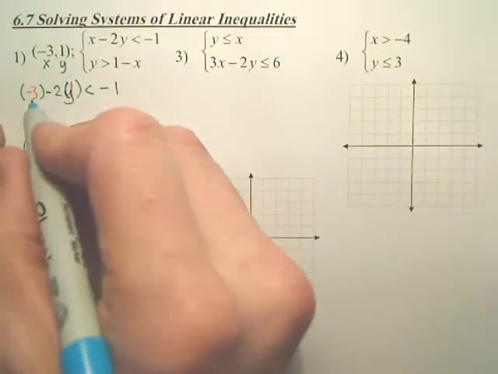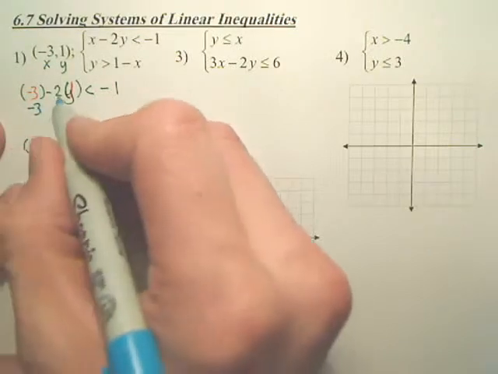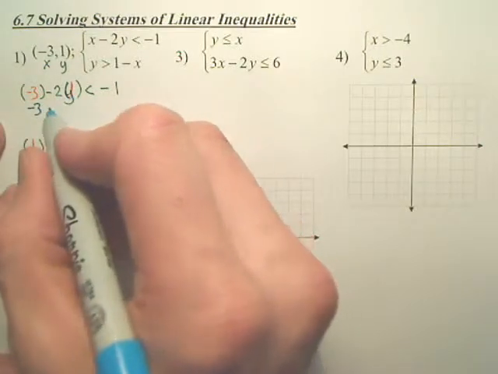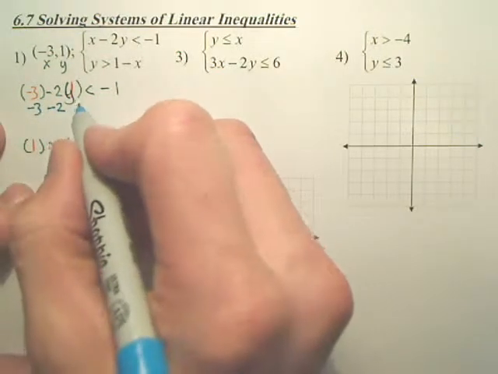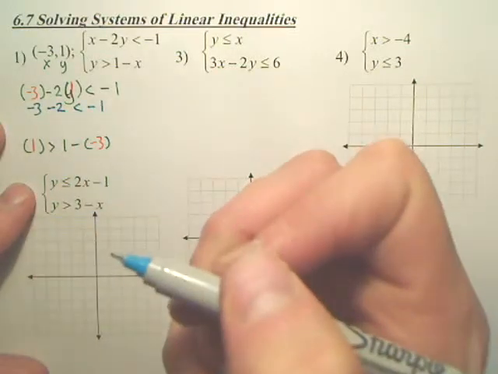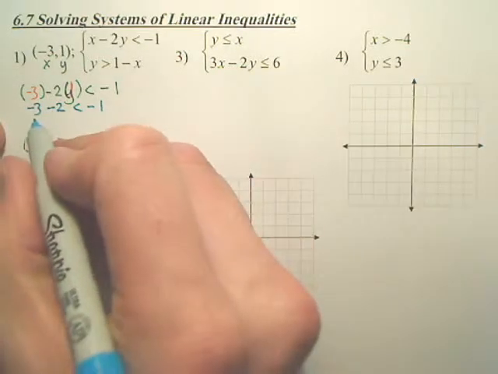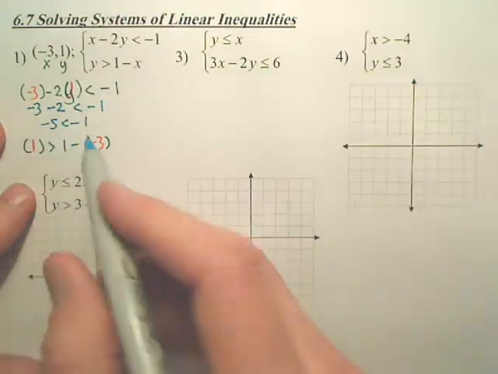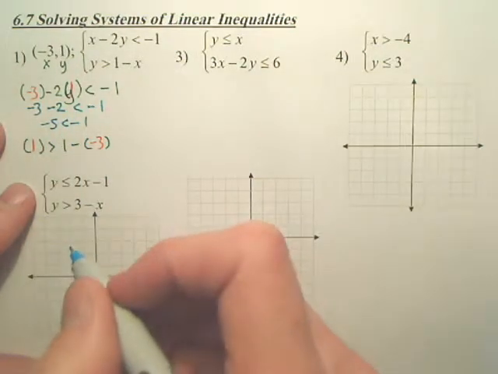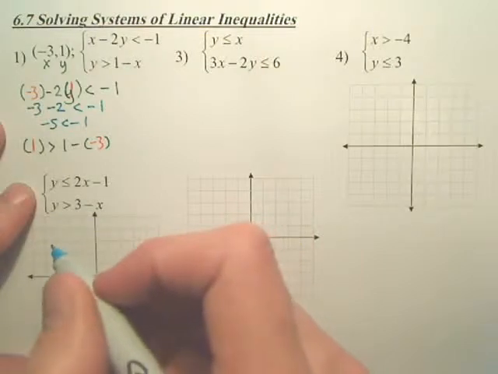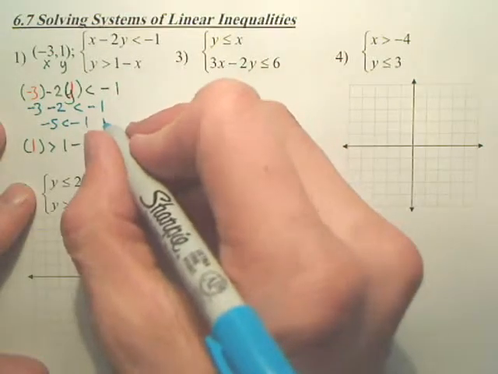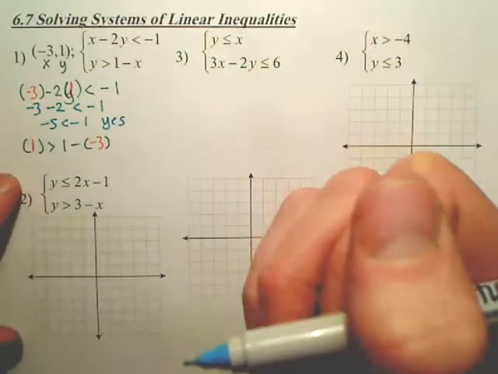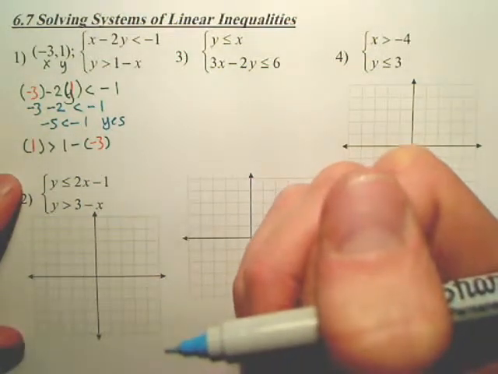So, let's try it. What's negative... That's negative 3. What's negative 2 times 1? Negative 2. And doesn't that give me negative 5? Is negative 5 less than negative 1? If you look at a number line, is negative 5 to the left of negative 1? Yes. So we're good so far. But it has to be true for both.